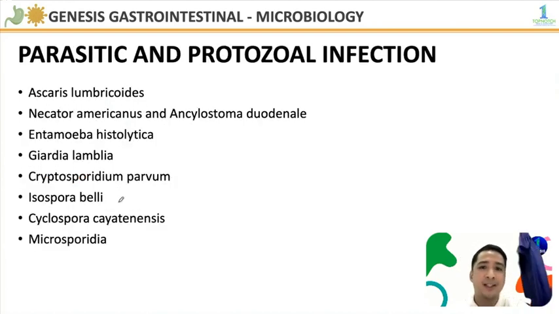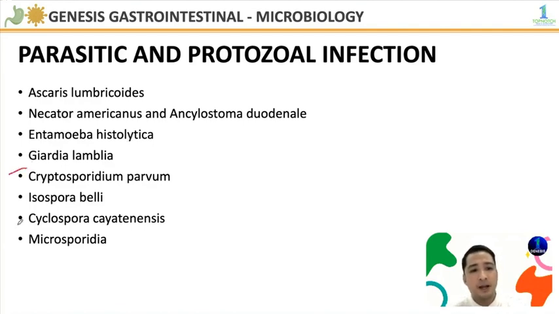For parasitic and protozoal infections, take note of these different parasitic infections we have to discuss: Ascaris lumbricoides, the giant roundworm; the two most important causes of iron deficiency anemia secondary to hookworm, Necator americanus and Ancylostoma duodenale; and Entamoeba histolytica and Giardia lamblia. Following these microorganisms, we're talking about diarrhea in immunocompromised patients, HIV/AIDS patients. So let's just discuss them one by one.